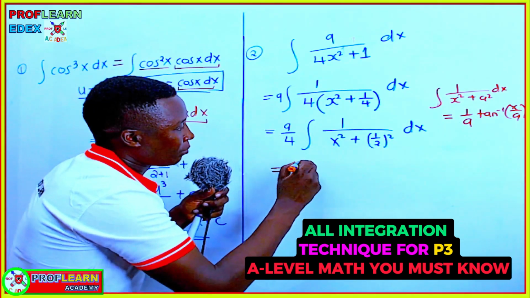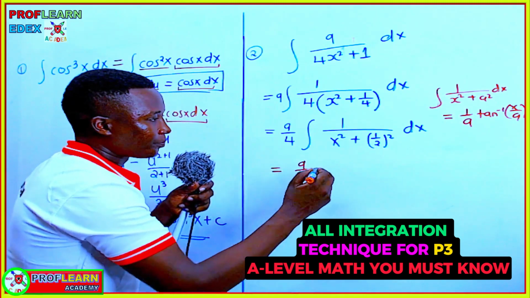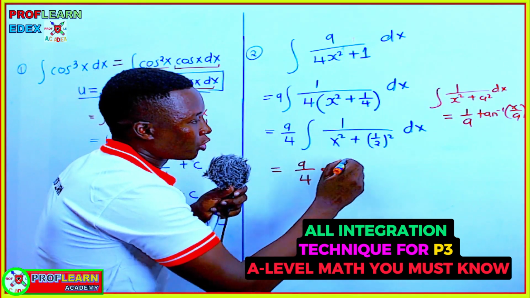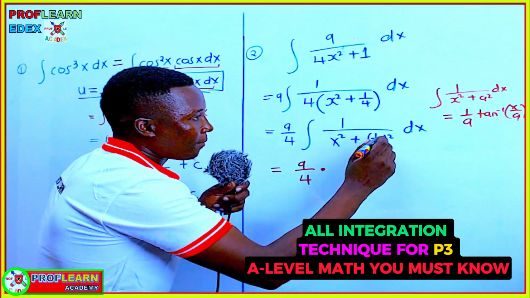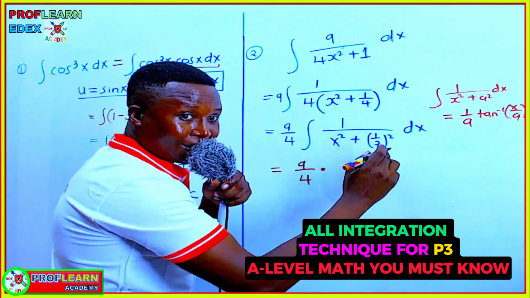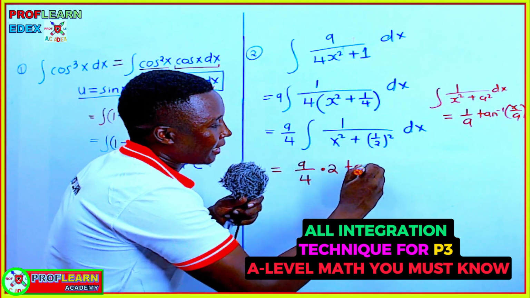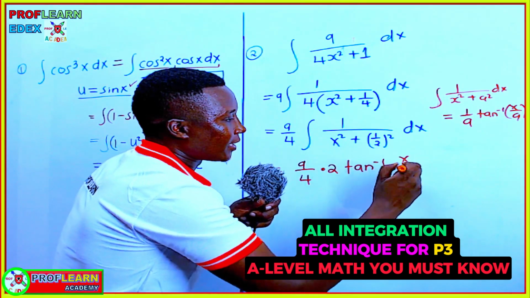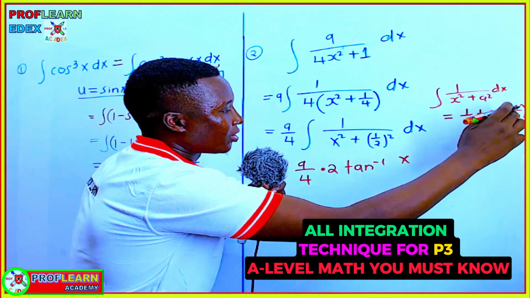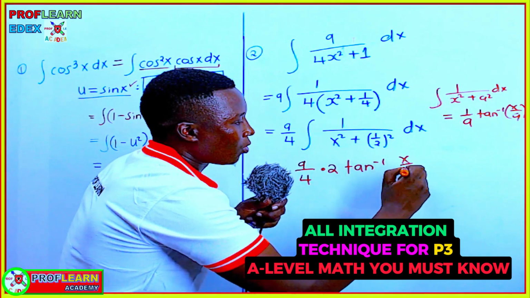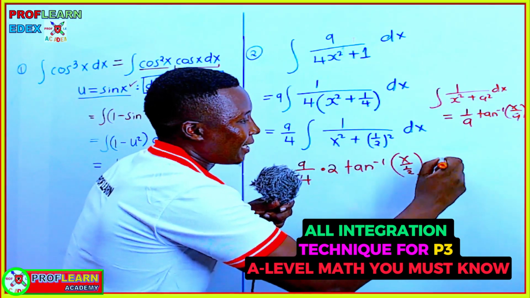So this one is going to be 9 over 4, and then we multiply by 1 over a, but our a is a half. 1 over a half is 2, so we have 2 tan inverse of x over 1 over 2, plus c.